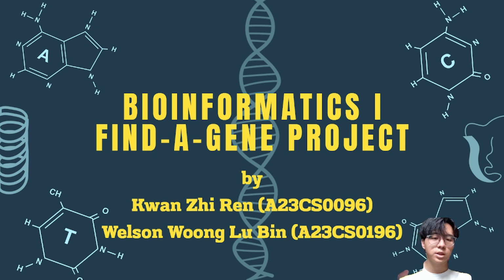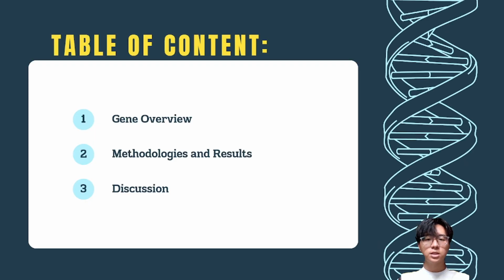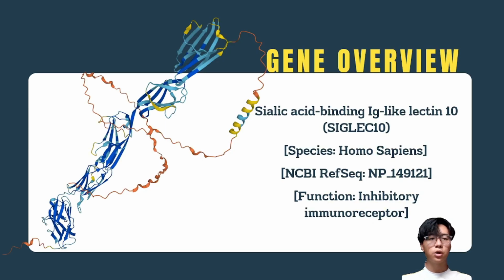This is the presentation for the Bioinformatics 1 gene project. This group consists of me, Welson Woong, and my group member, Kwan. This is the table of contents, which is divided into three parts: the gene overview, the methodologies and results, and finally the discussion.